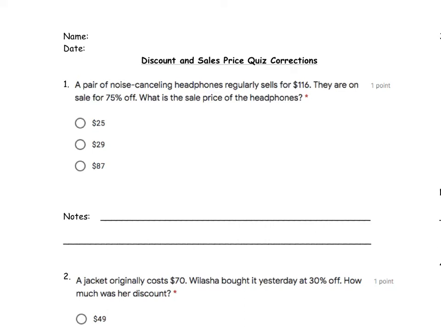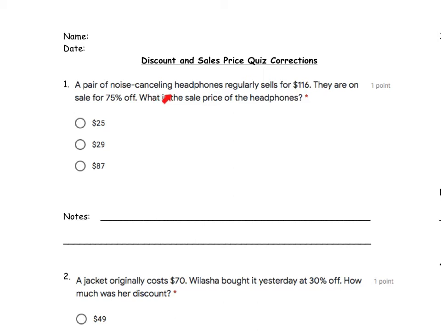Hello, in today's lesson we're going to make corrections for the discount and sales price quiz that you took either Monday or Tuesday. And then after we go through these corrections, we're going to take quiz 2 in order to see if we're able to correct some of the errors that we made. So we're going to start with the first problem.